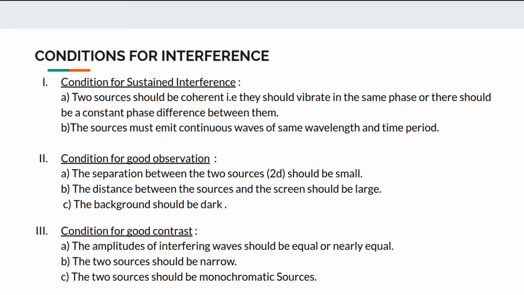The second one is the condition for good observation. In this case, 2d must be small, capital D must be large, and the background should be dark. Otherwise, the intensity of the light in the background reflects on the fringes, and we cannot observe interference fringes. Next, for good contrast, the amplitudes of the two waves must be equal or nearly equal. The two sources should be narrow, and we must use a monochromatic source of light for the formation of interference fringes. These are all the conditions for interference.